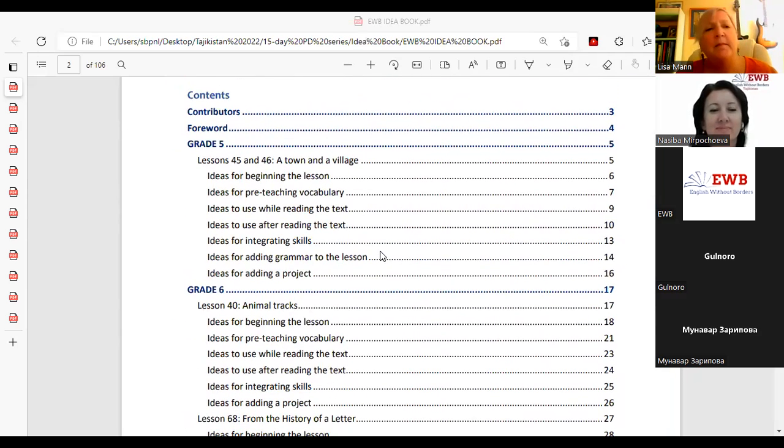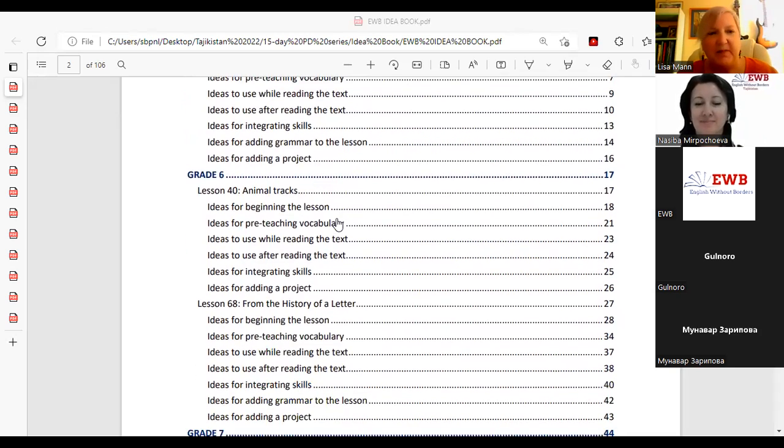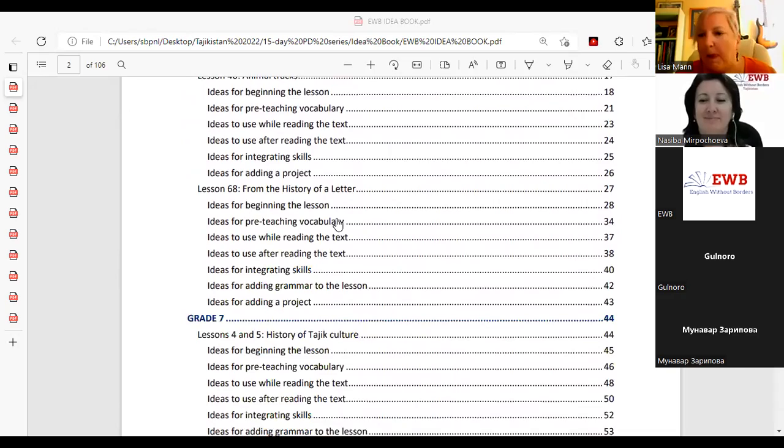Now, the book contains ideas for several lessons taken from the Tajik public school books for different grades, from grades 5 through 9. And we just have a few lessons here, but I hope that the teachers who are with us today from Tajikistan will use this as a model to continue to create idea books for themselves and their colleagues.